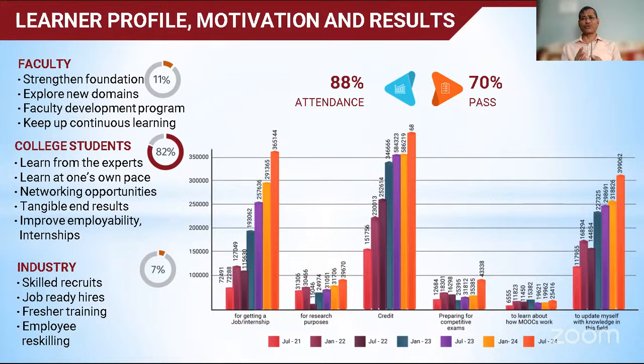But they now have an opportunity that if I join a course on, say, IoT, cloud computing, Python, or data science related courses, where a few thousand learners are enrolling into the course, now they have an opportunity to network with such a large number of learners who are spread across the country. They can also get a tangible output at the end in the form of a certificate, which can definitely improve their employability and internship opportunity. As for the working professionals, who comprise about 7% of the learners, they take these courses primarily for reskilling or upskilling, or for getting new jobs.